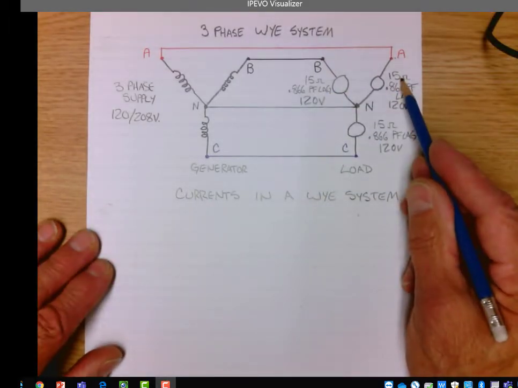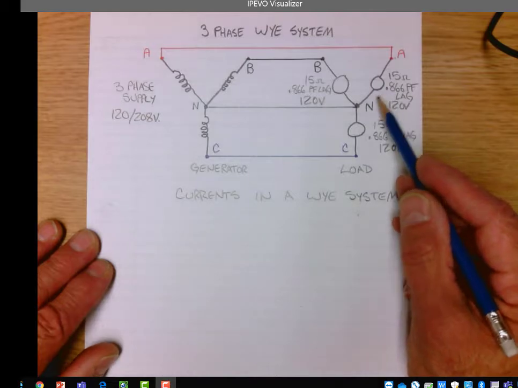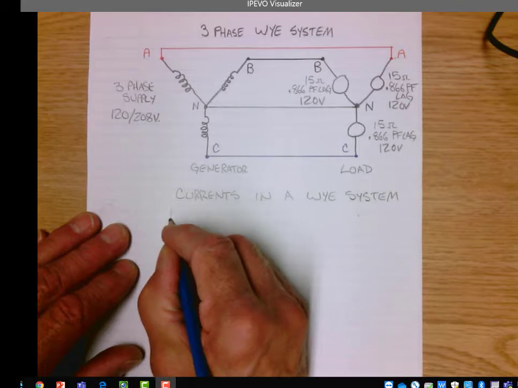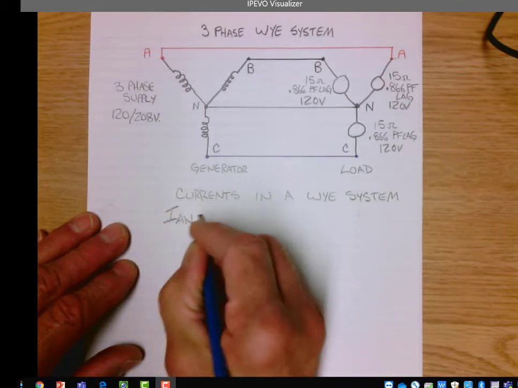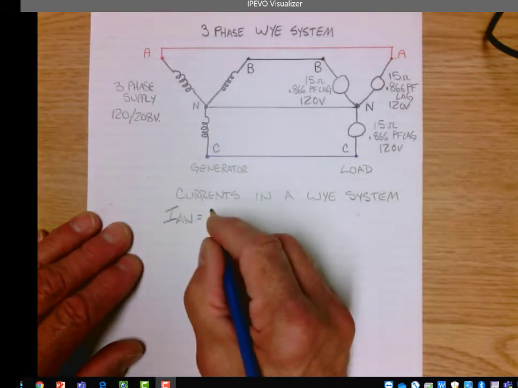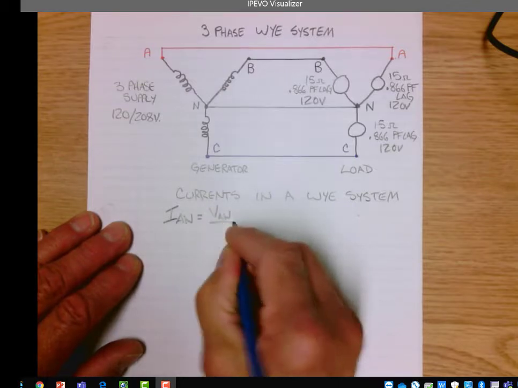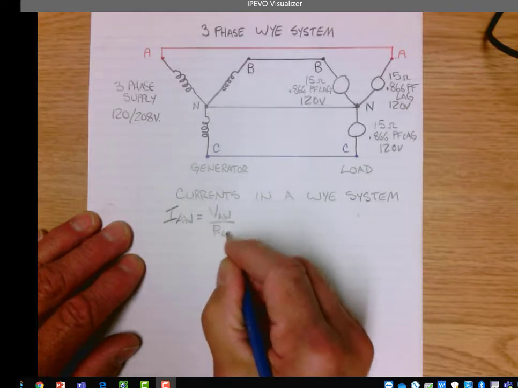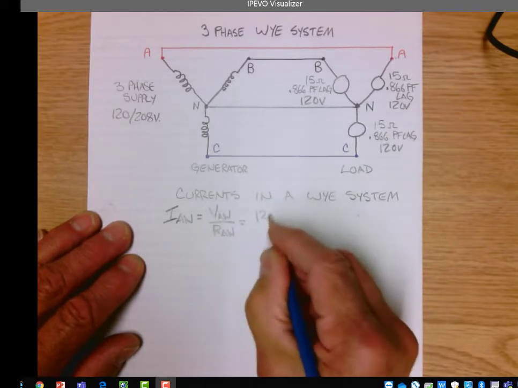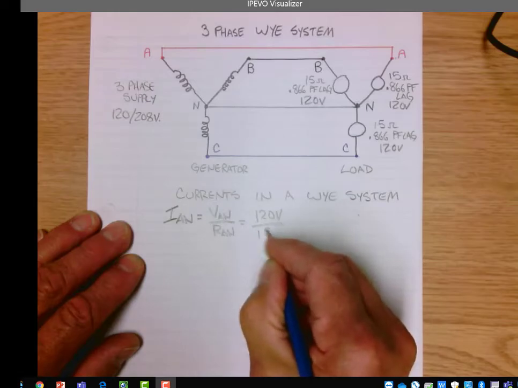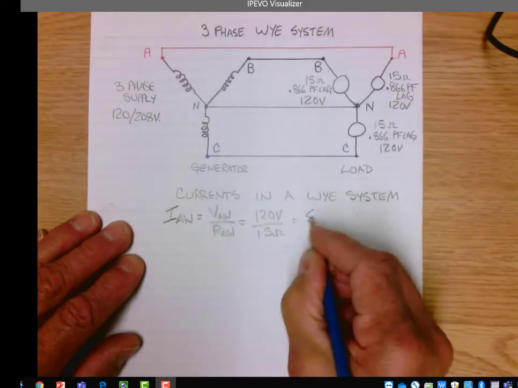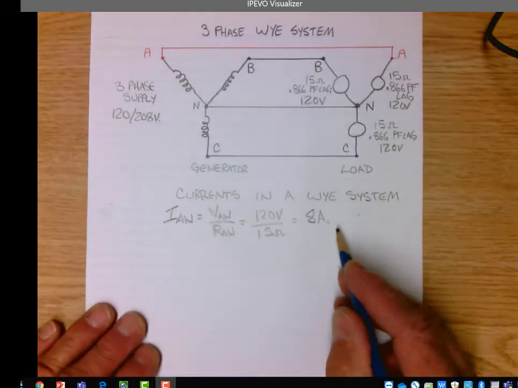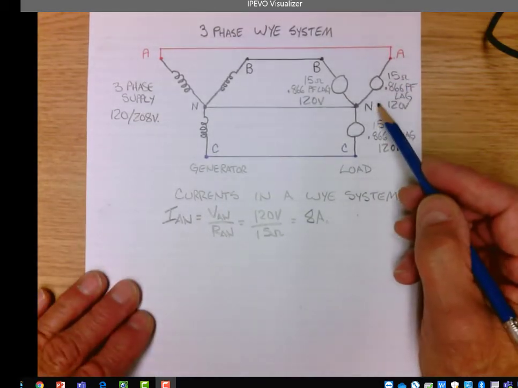If we know the voltage and the resistance or impedance that we have in each phase, we can find the current in each phase. Phase current IA to N equals phase voltage VA to N divided by the resistance, I guess you'd say RA to N. So 120 volts divided by 15 ohms will equal 8 amps. So that is the phase current in phase A to N.